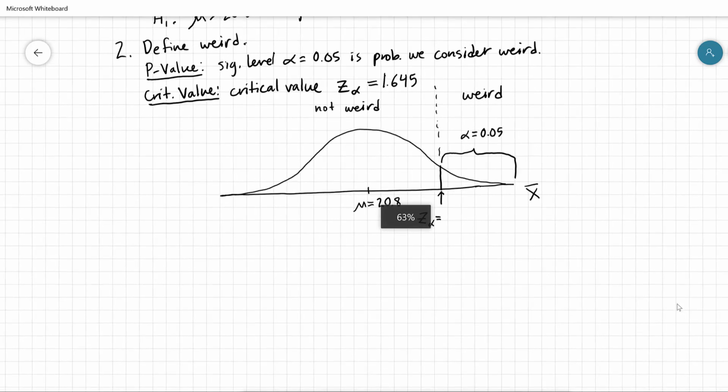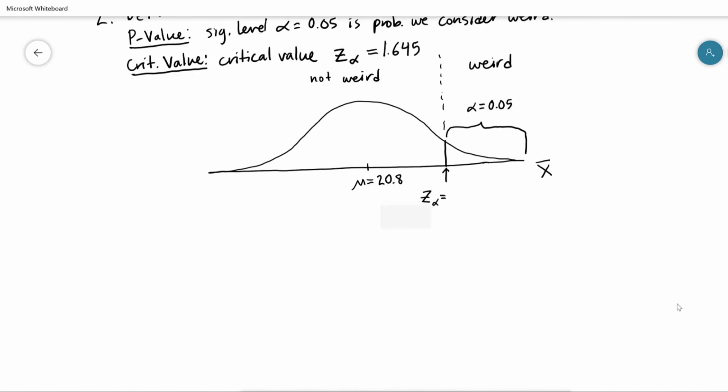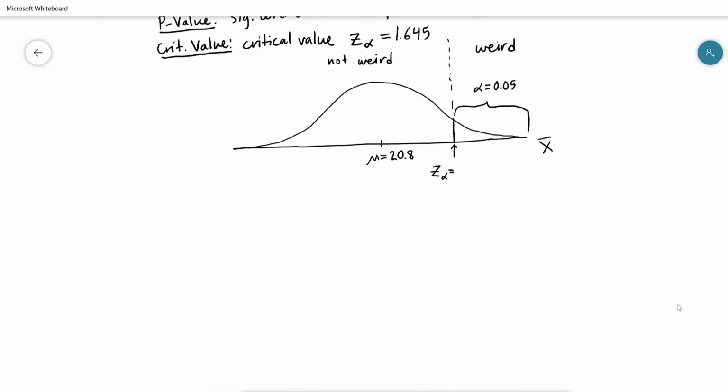So now we've defined what's weird via both its area and via z-score, and now we need to look at our actual evidence. So the third step is we need to compute the test statistic.